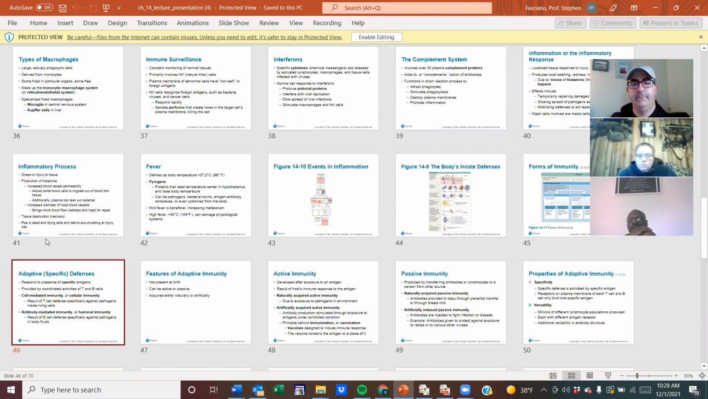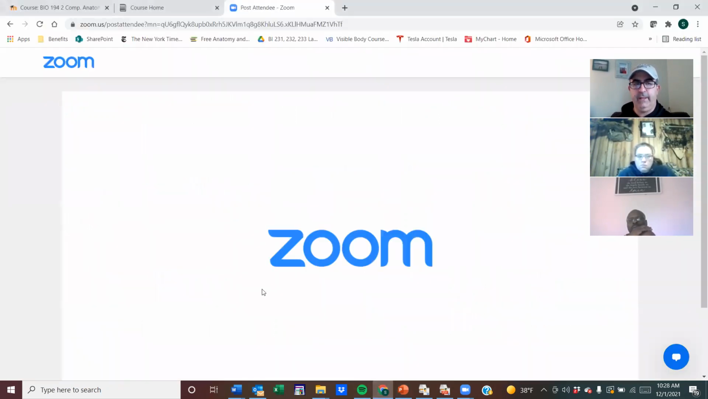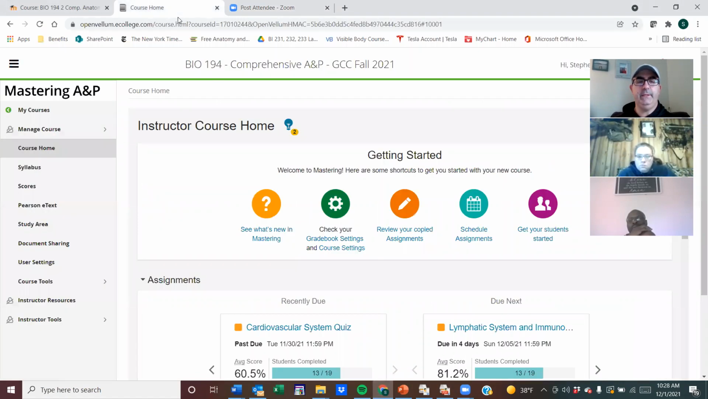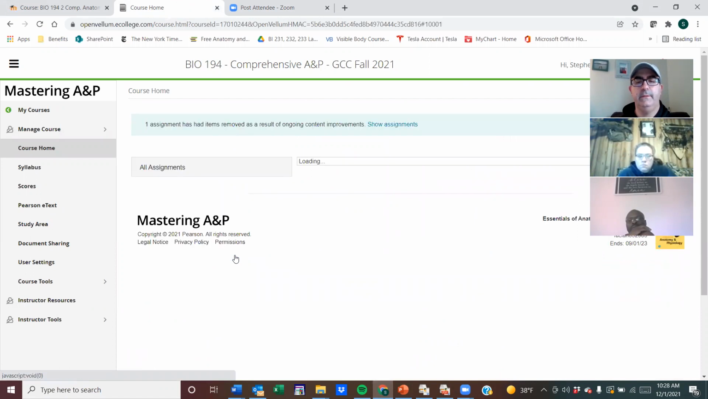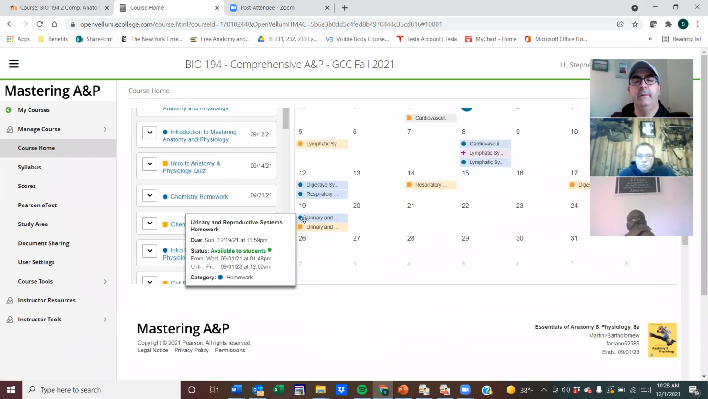We'll have a test. I'll post the test on Friday, and it will be on 4 chapters. It will be on the blood, the heart, the cardiovascular system, and the lymphatic system.